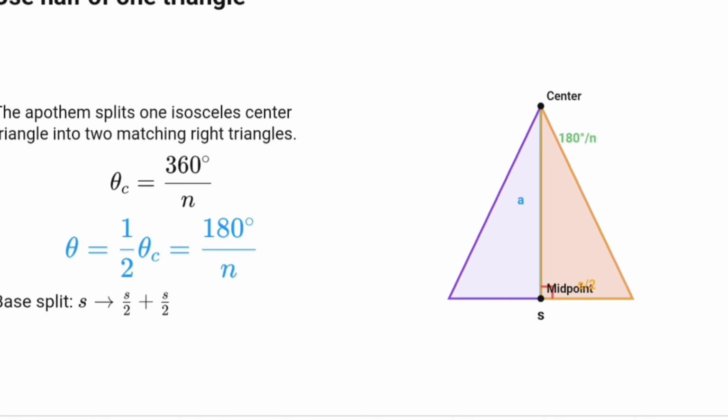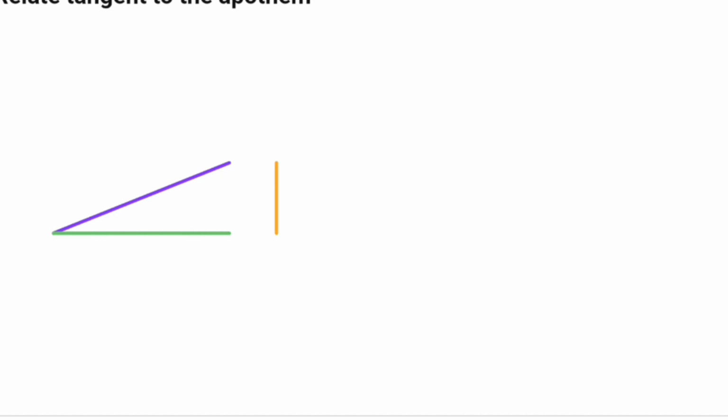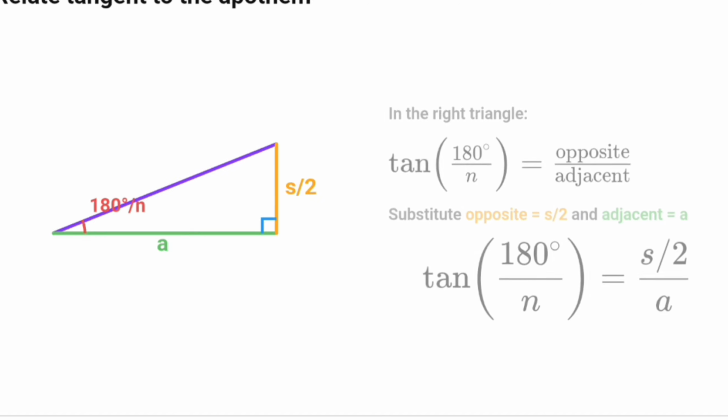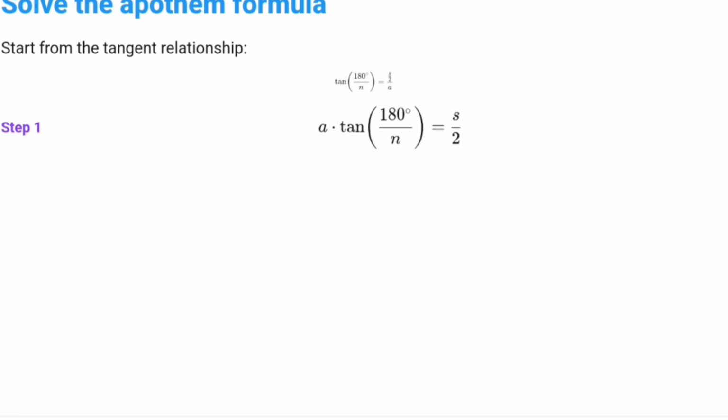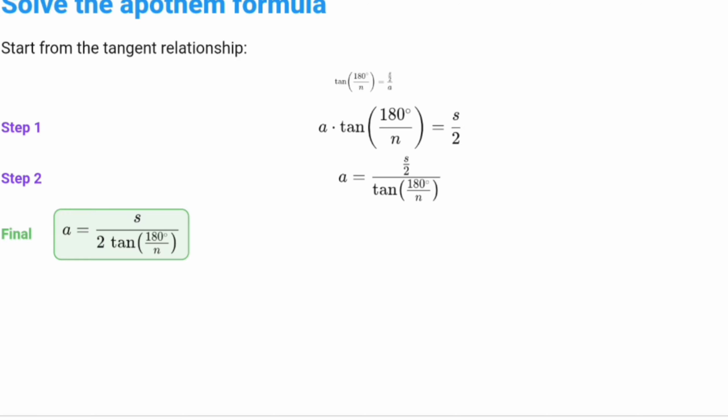Now that the right triangle is formed, tangent connects the angle to the opposite and adjacent legs. Tangent of 180 degrees divided by n equals half the side length over the apothem, with the tangent written as a ratio. The equation can be rearranged so the apothem is the unknown. The apothem equals the side length over 2 times the tangent of 180 degrees divided by n.